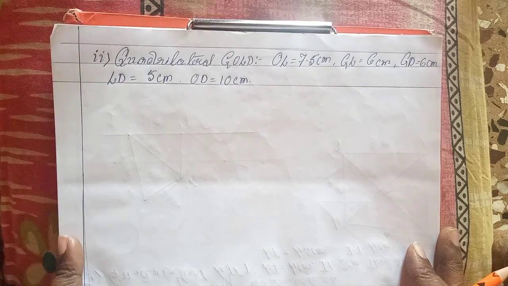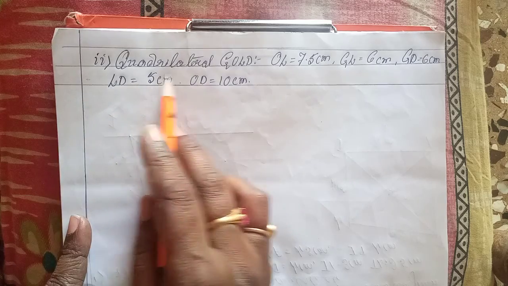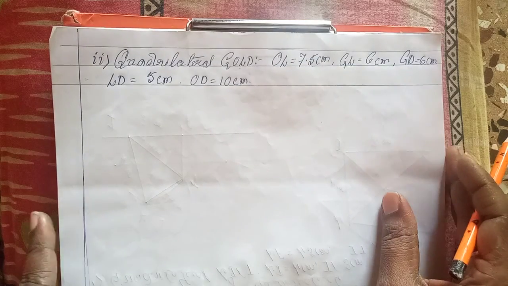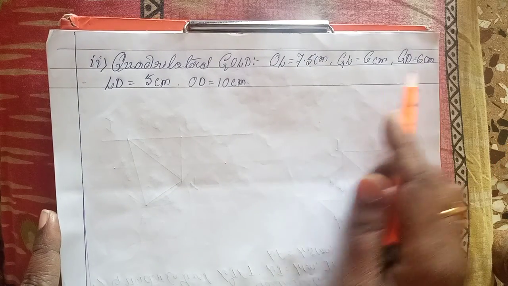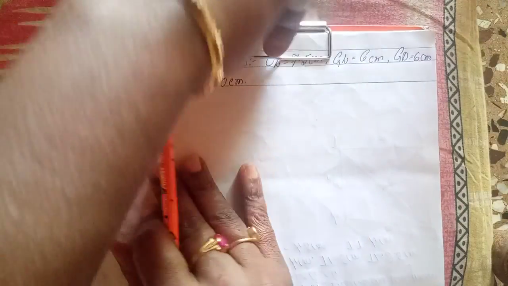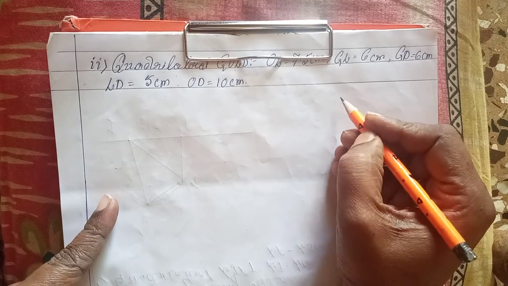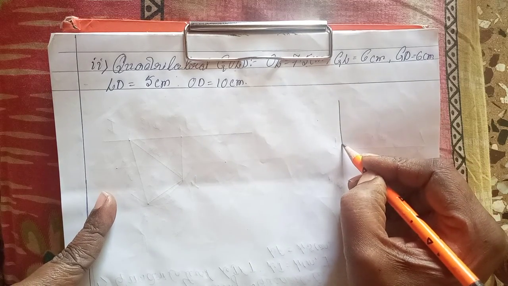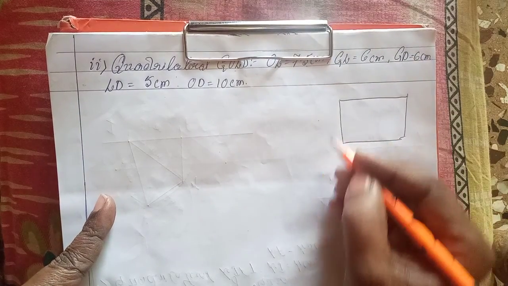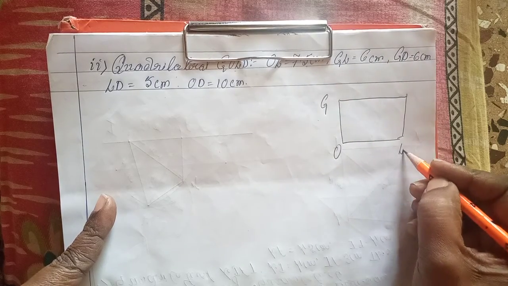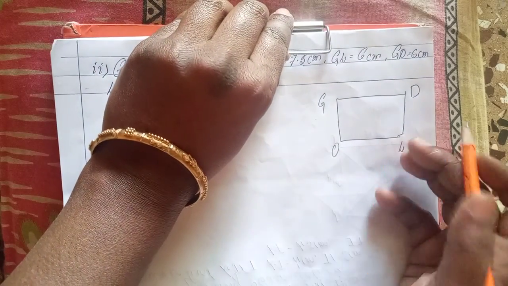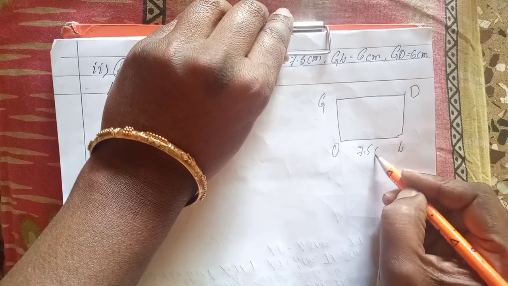Okay, students, here the second problem is quadrilateral GOLD. OL is 7.5 centimeter, GL is 6 centimeter, GD is 6 centimeter, LD is 5 centimeter, OD is 10 centimeter. Now before going to construction, first draw the rough sketch of GOLD. Any quadrilateral, that should be GOLD. In that OL is 7.5 centimeter.